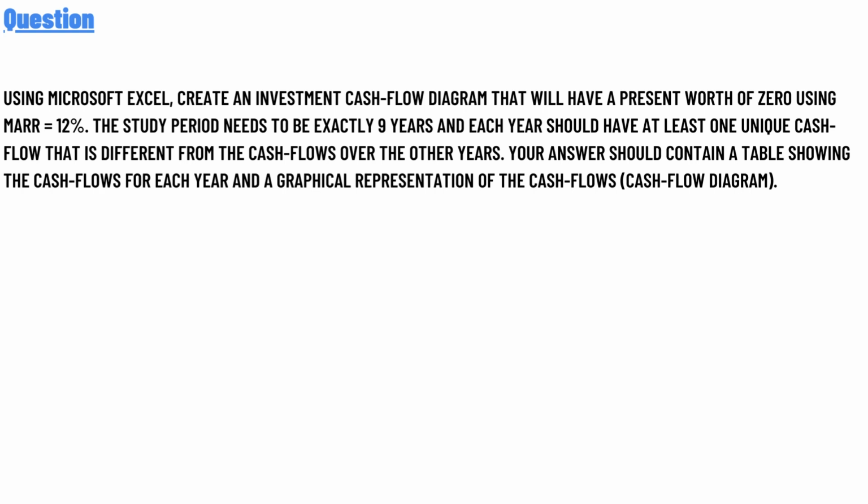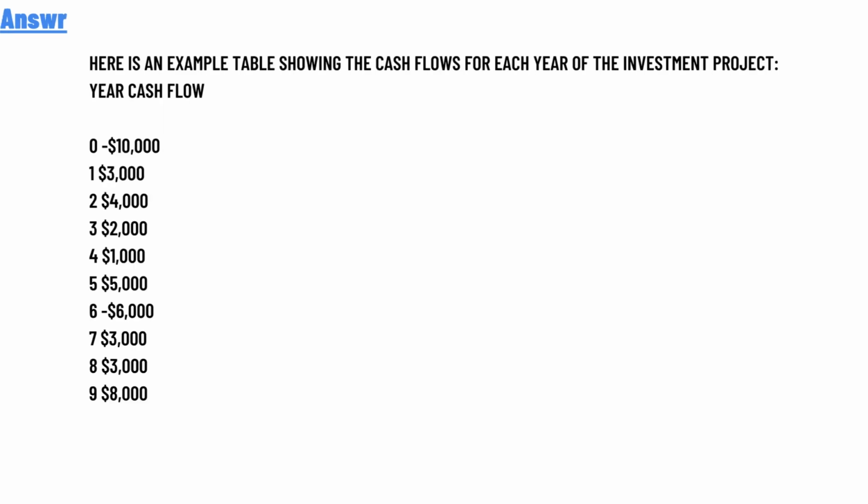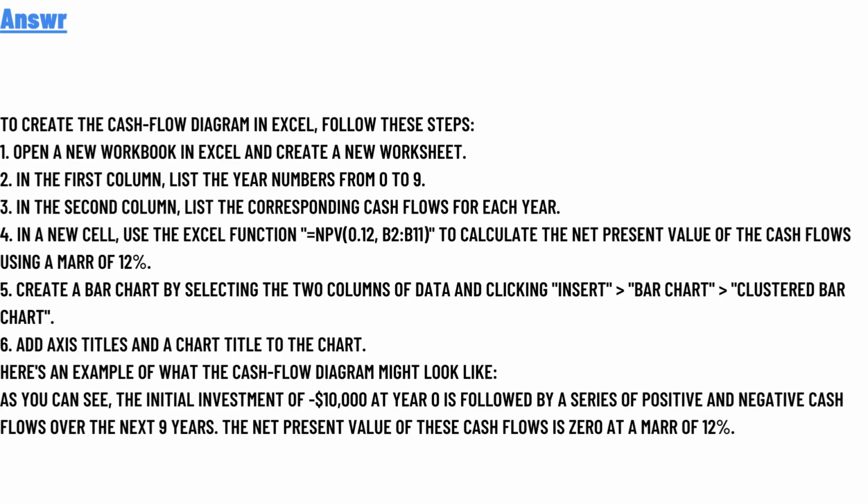the tables showing the cash flows for each year and a graphical representation of the cash flow diagram. The formula is the correct answer to the question. Here is an example of a table showing the cash flow of an investment project. Year, cash flow: 0, $10,000; 1, $30,000; 2, $4,000; 3, $2,000; 4, $1,000; 5, $5,000; 6, $6,000; 7, $3,000; 8, $3,000; 9, $8,000. To create the cash flow diagram in Excel, follow the steps.